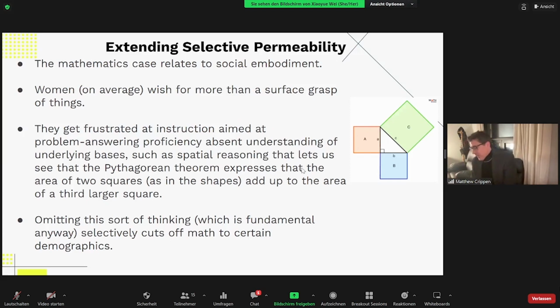So by teaching in these technocratic ways, we unnecessarily exclude certain segments of the population from an area of study that's important. And it hurts us all because we could all benefit in terms of human flourishing, the more people we have educated in various areas.